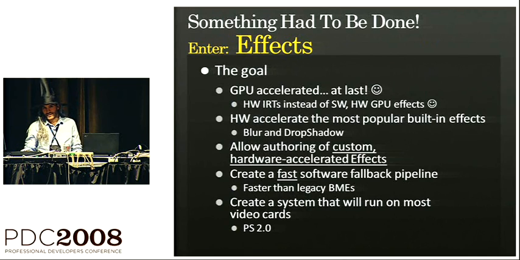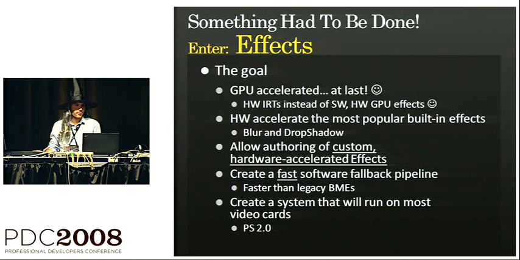So in designing our new effects system, we had a number of goals in mind. The first and biggest was that we wanted them to be GPU accelerated. We wanted the entire subgraph to be rendered in hardware instead of software, which means we're rendering to a hardware intermediate render target rather than the software intermediate render target. And we also wanted to hardware accelerate the most popular effects, which were blur and drop shadow. We would have liked to have accelerated all of them. We just basically ran out of time. So we took the 2 that were most popular and we accelerated those.